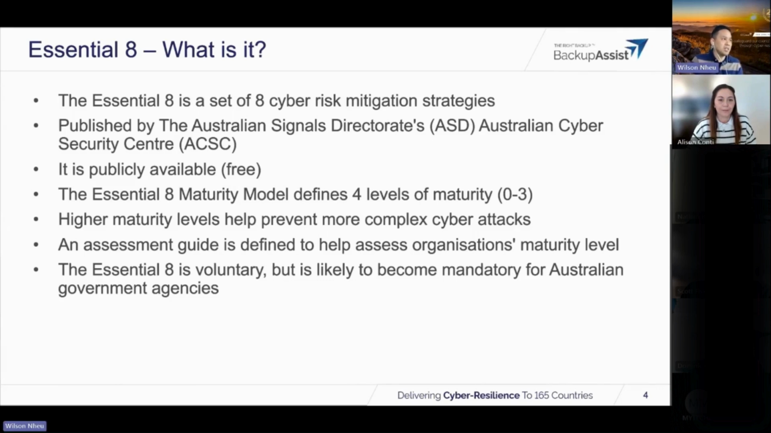Now, the ACSC also publishes an assessment guide for the Essential 8, and it basically helps organizations assess where they are in terms of the maturity level. And lastly, the Essential 8 is voluntary. It's not mandatory for anyone really right now, but there is a lot of talk, and it is likely to become mandatory for government agencies.